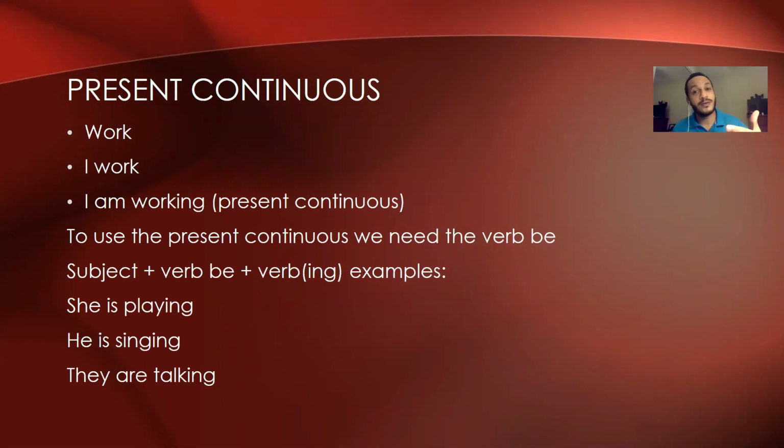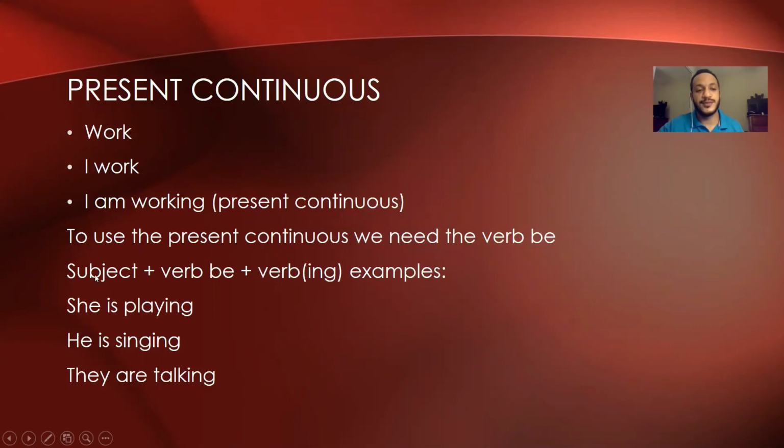So how do I turn that into a present continuous? Oh, automatically I add the verb be. Look at here. I am working. So automatically you do that. You add the verb be plus you add ing to the verb. You are talking in present continuous, my friend.